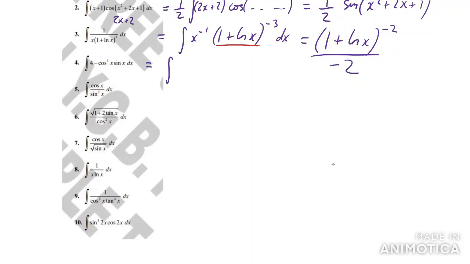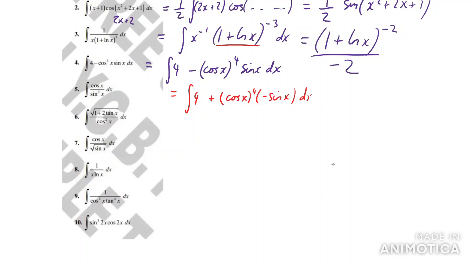This one, the integral of 4, fine, that's not a problem, minus cos x to the 4, notice how I'm writing it like that, sine x dx. Well, cos differentiates into minus sine, so I want to write this very carefully, just to make sure I don't get the minus sign wrong, as the integral of 4 plus cos x to the 4 times minus sine x, because then it's perfectly correct. And so it's just the power form. So the first one is just 4x, and the next bit is going to be cos x to the 5 over 5.